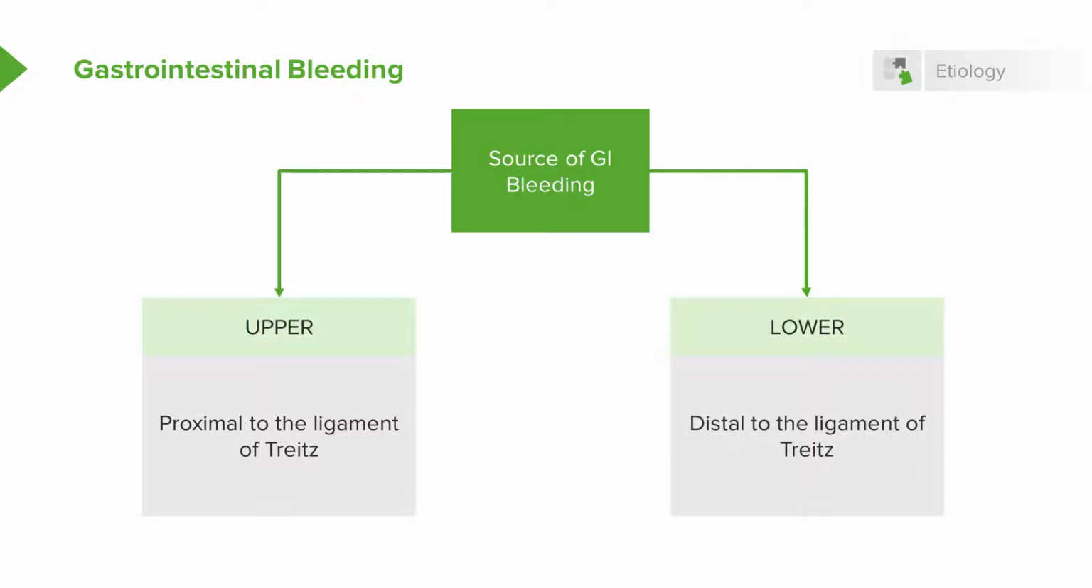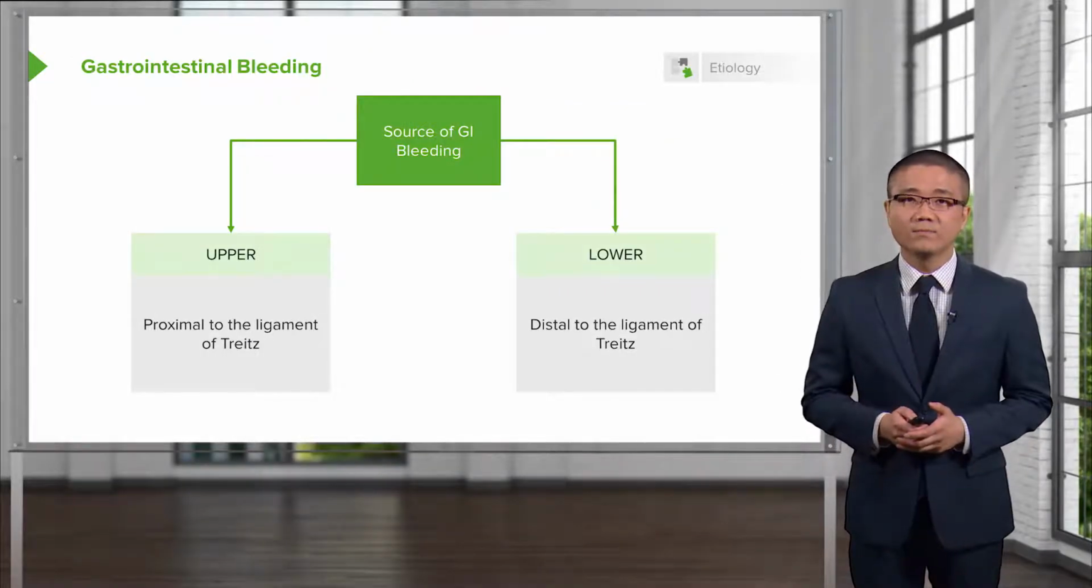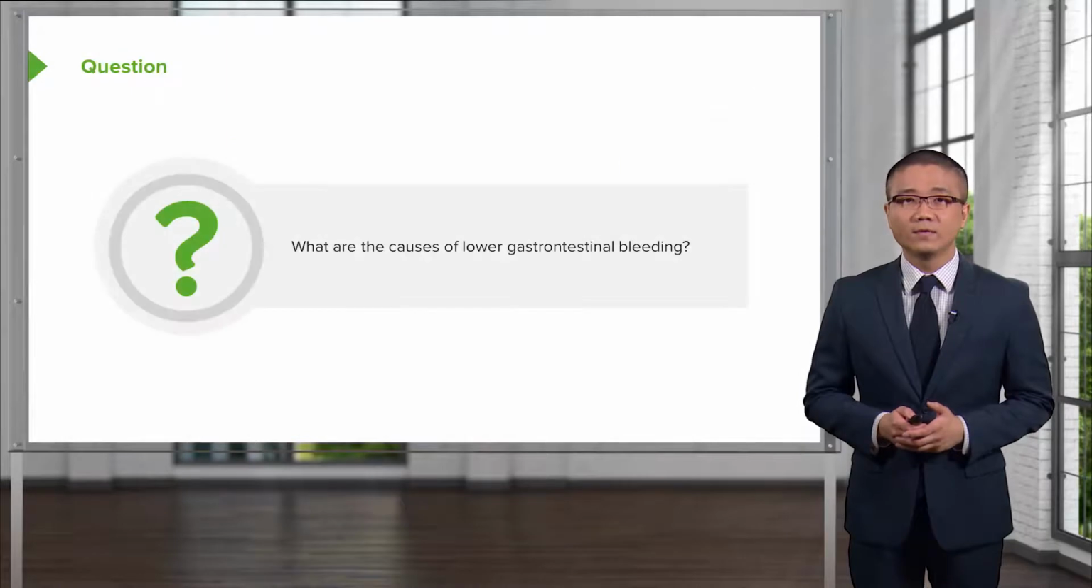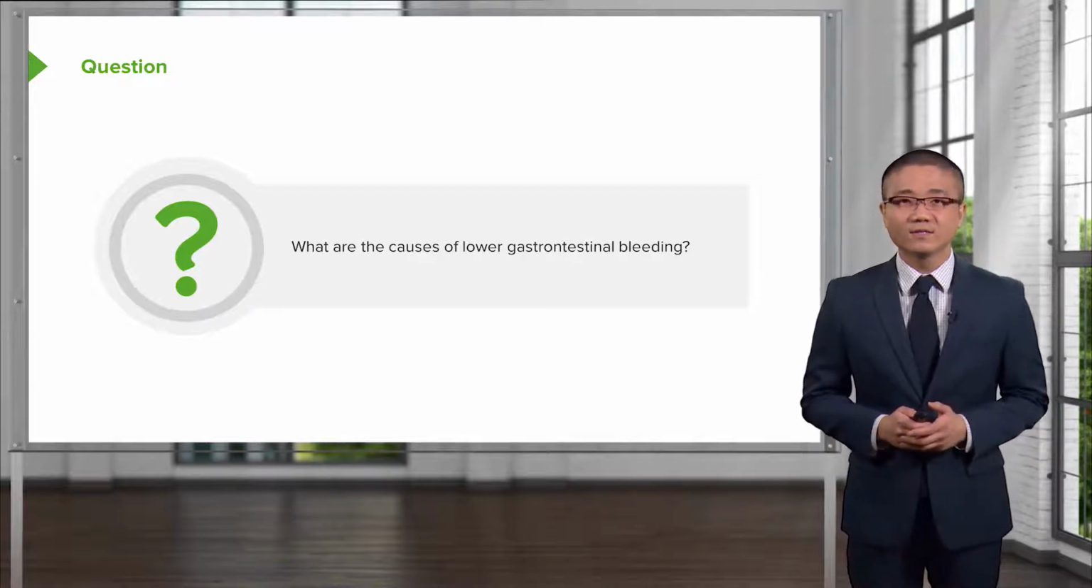Lower GI bleeding is defined as distal to the ligament of Treitz. This would include most of your small intestines and of course your colon. I like to pose a question to you. What are the causes of lower GI bleeding? I'll give you a second to think about this.